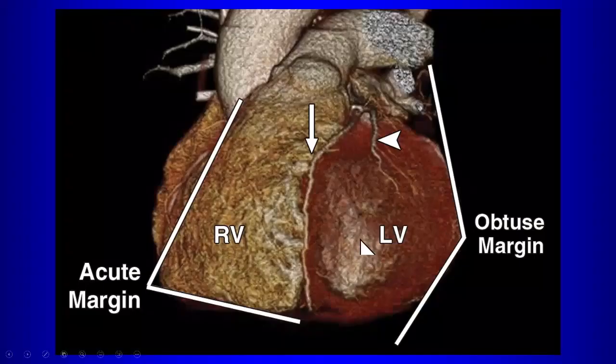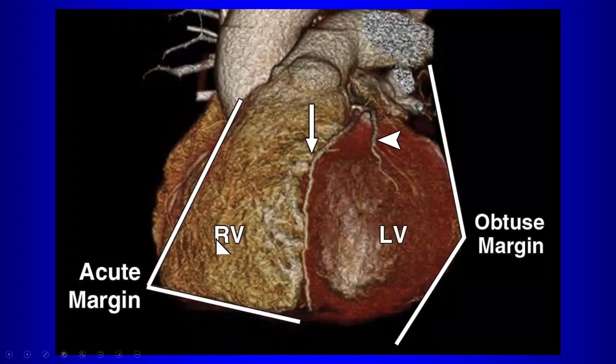So here is a volume rendered view of the heart from a CT in a left anterior oblique projection. And you can see here we look right down the interventricular groove. So we're looking at the left anterior descending coronary artery coming towards you. Here's the left ventricle on this side. Here's the right ventricle on this side.